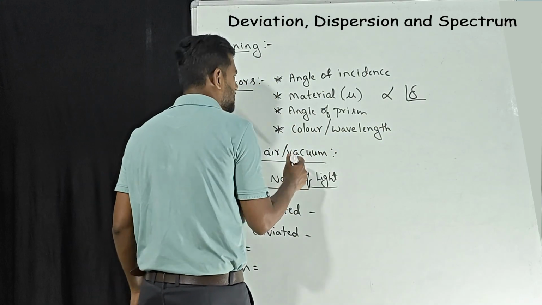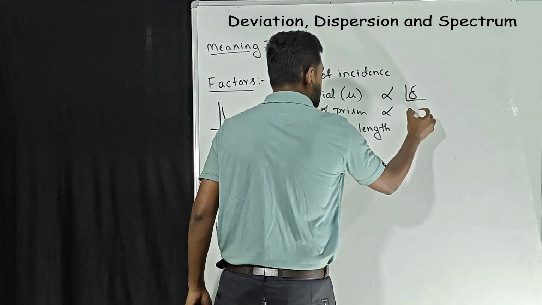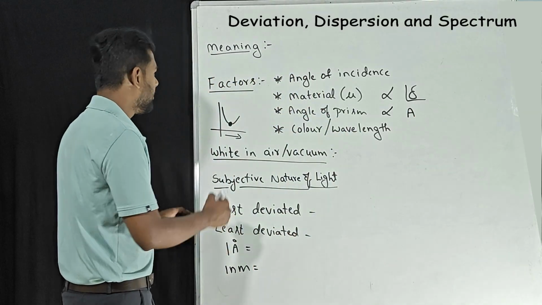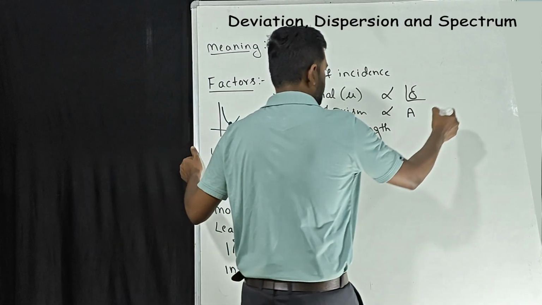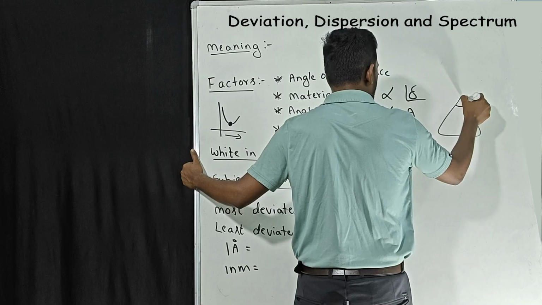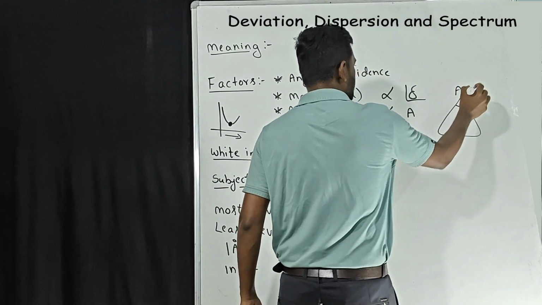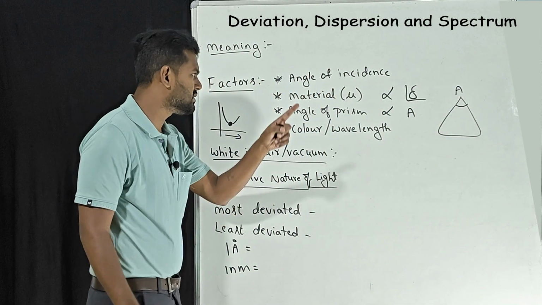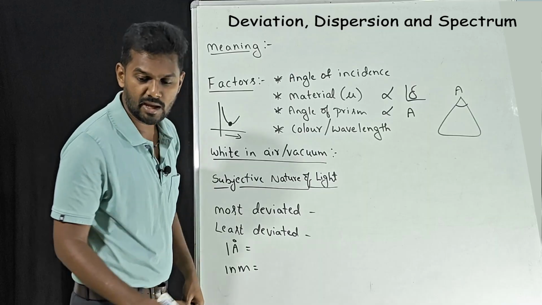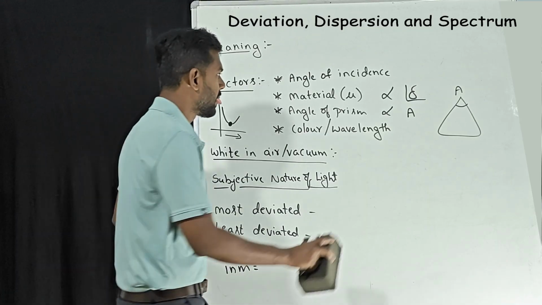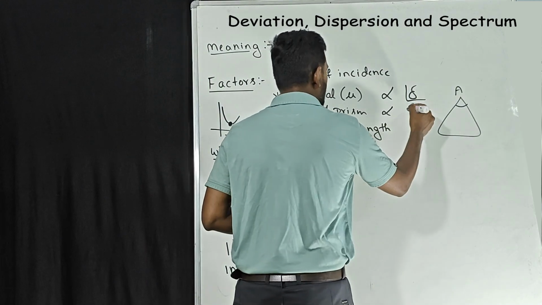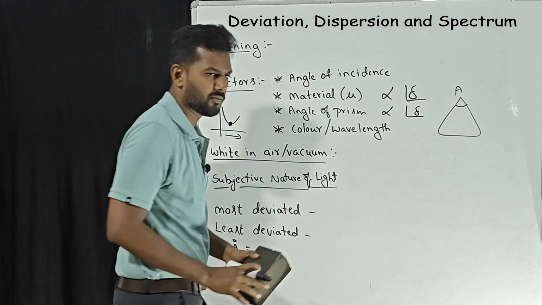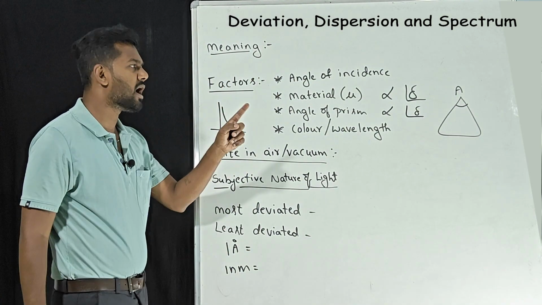Next, angle of prism. Angle of prism is considered as A. If you take a prism like this, this angle we consider as angle of prism. So that is directly proportional to angle of deviation.